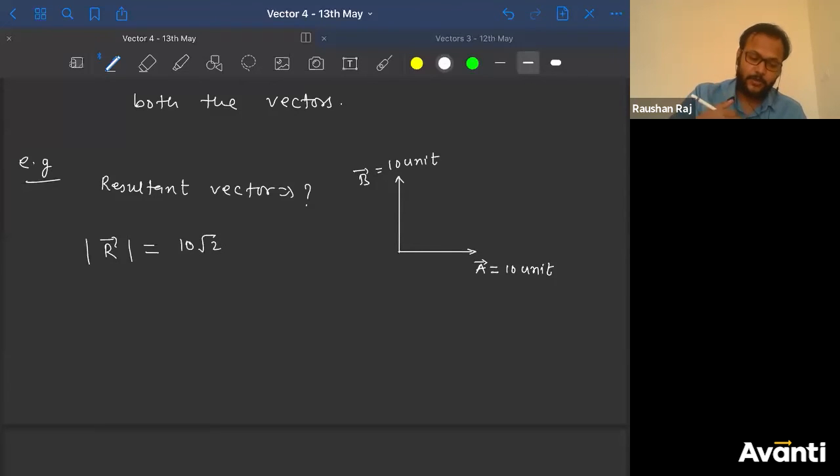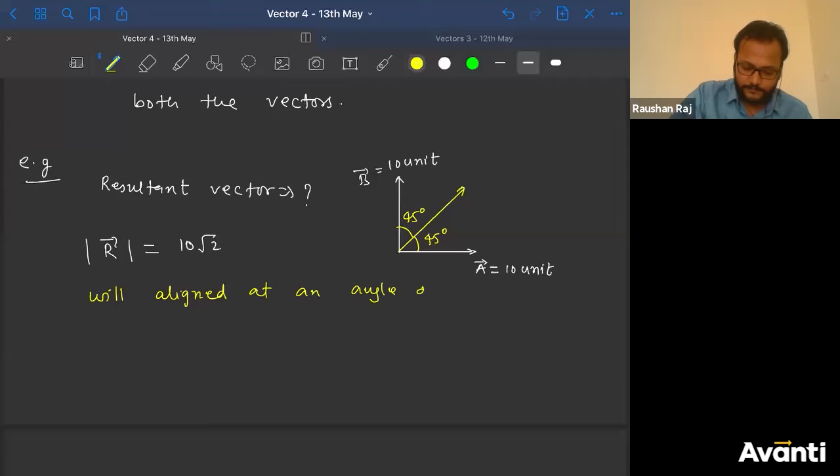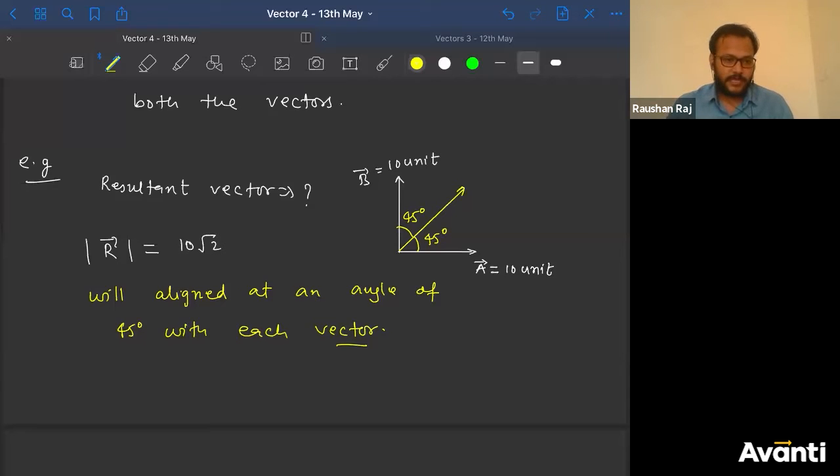What will be the direction? How can we draw it? So the direction will be like this, making an equal angle with the vectors. और ये क्या हो जाएगा, ऐसा कुछ होगा. This will be angle 45 degree. This will also be angle 45 degrees. Okay, so it will be aligned at an angle of 45 degree with each vector.